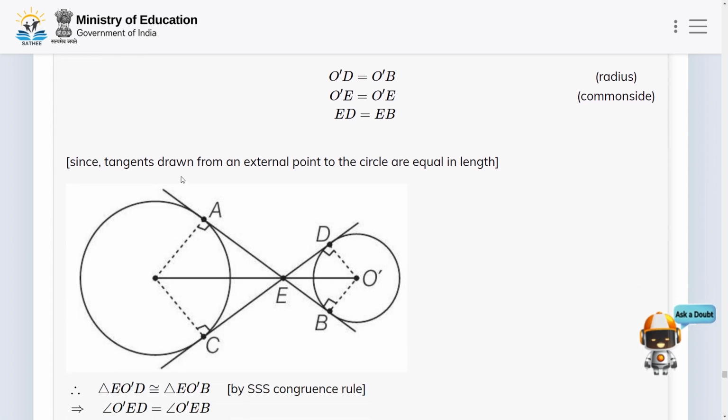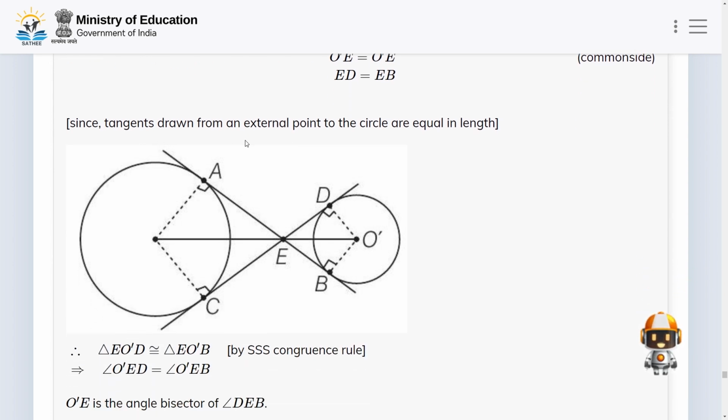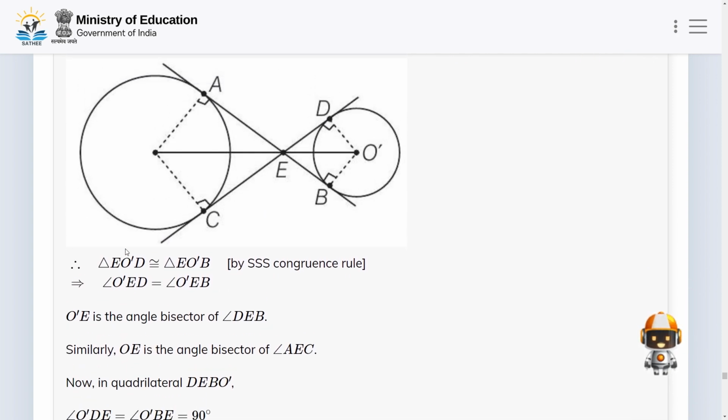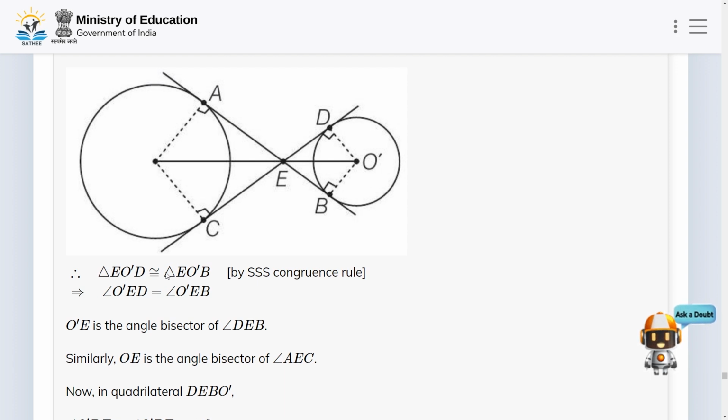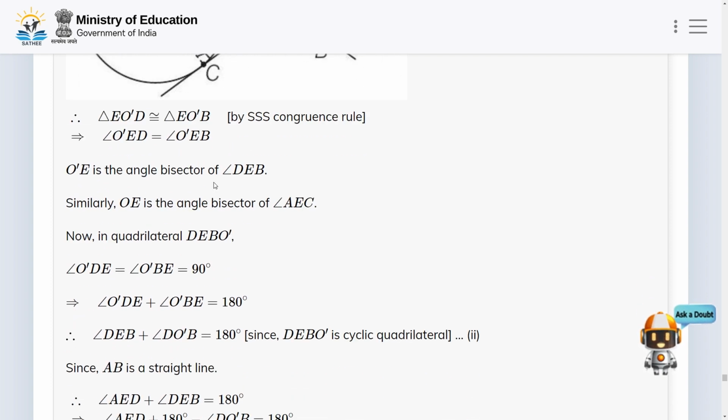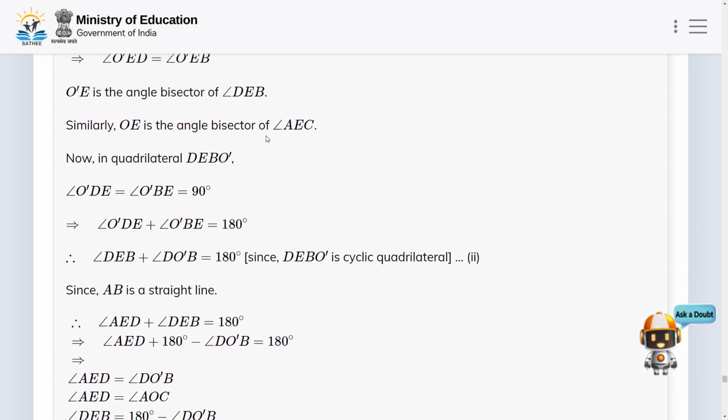ED is equal to EB, since tangents drawn from an external point to the circle are equal in length. So in this figure, triangle EO'D is congruent to triangle EO'B by SSS congruence rule. So it implies angle O'ED is equal to angle O'EB, and EO' is the angle bisector of angle DEB. Similarly, EO is the angle bisector of angle AEC.